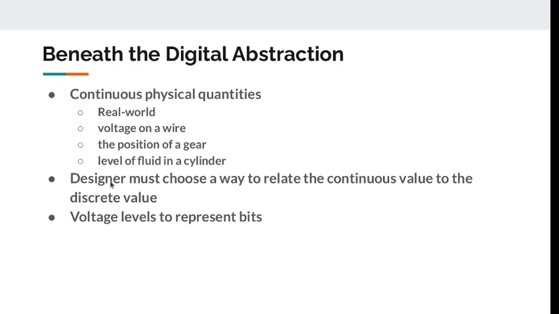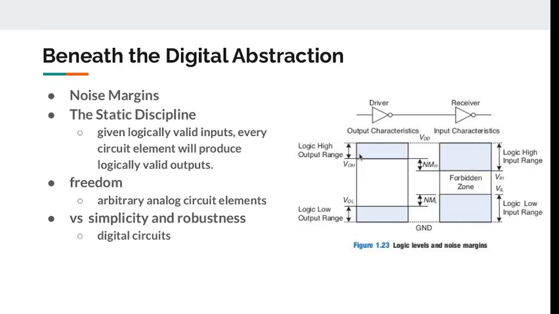So it's the task of the designer to choose a way to relate the continuous value that we have in nature, in the environment, to a discrete value, to bring that value inside the system. In our case, that we're trying to develop a computer, voltage levels will represent bits, because we're using the binary representation. In the early days of computers, in the 50s, I think, they tried to use decimal representation for the number, so you had different voltage levels for each number, but that was harder, and we're gonna see why. Because we have noise margins, right?